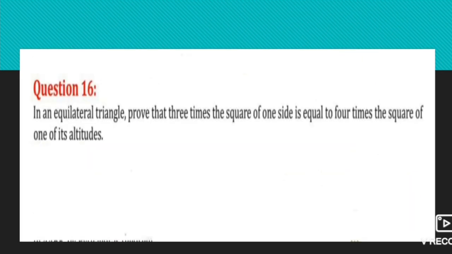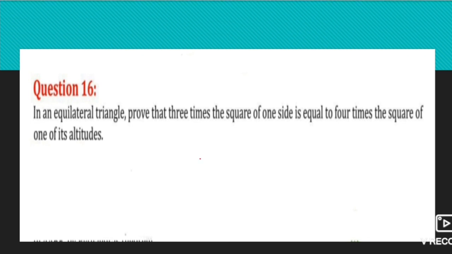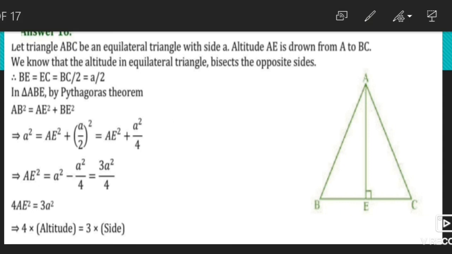Okay, now next one, question number 16. In an equilateral triangle, prove that 3 times the square of one side is equal to 4 times the square of one of its altitudes. So let's check the solution. Suppose ABC is an equilateral triangle with side A and AE is the altitude.